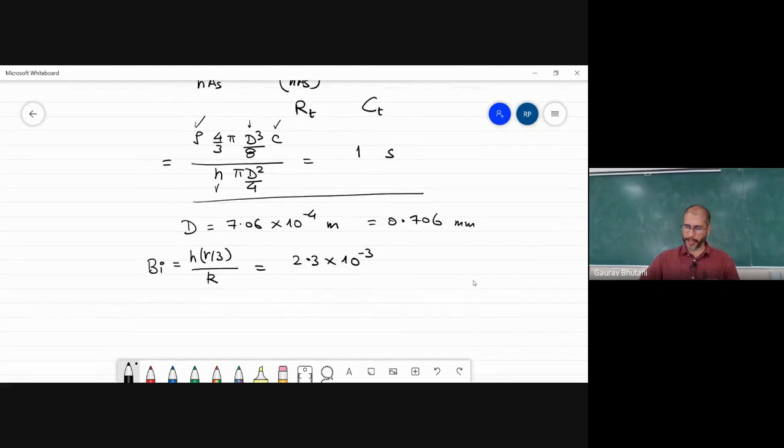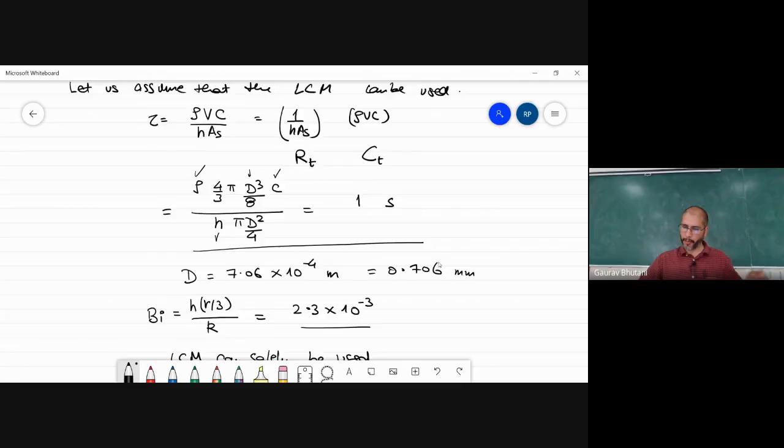So that means we can write that the lumped capacitance model can safely be used. The temperature drop across the thermocouple sphere is negligible as compared to the temperature drop between the sphere surface and the gas stream. Okay, that solves the first part.